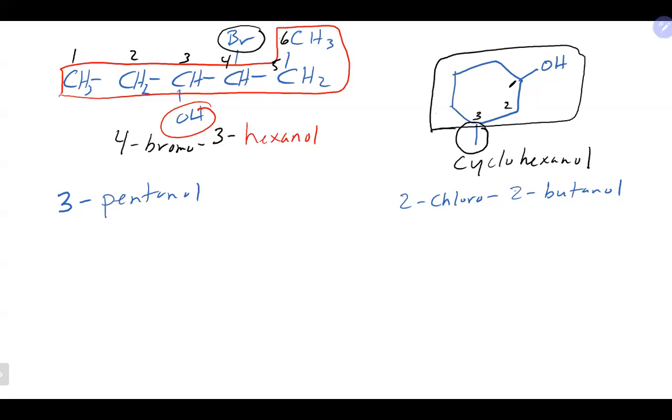Going the other way, it looks like we'll end up with 1, 2, 3, 4, 5. So obviously that's a larger number. So this would then be 5-methylcyclohexanol. Any questions on that one there?